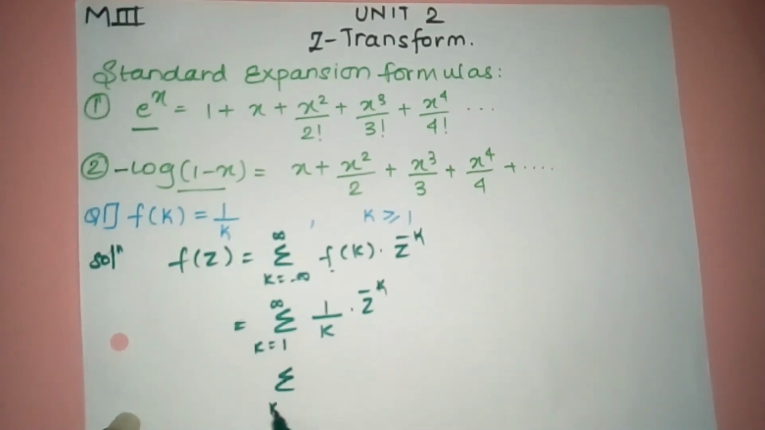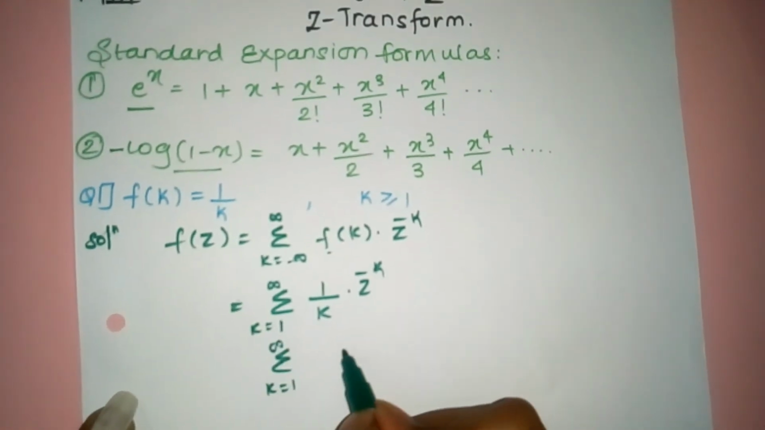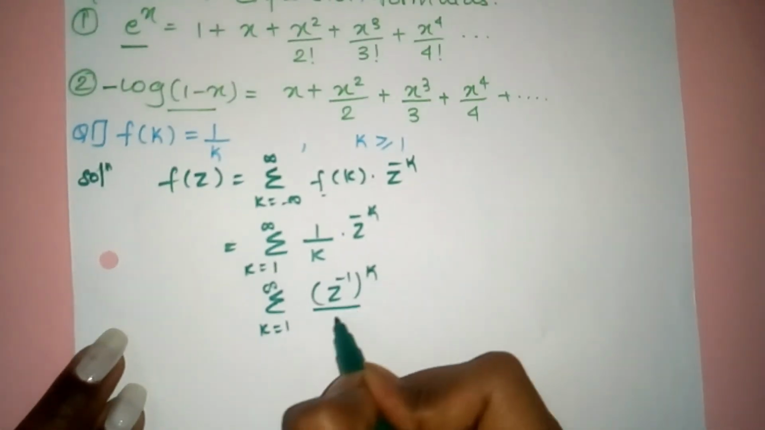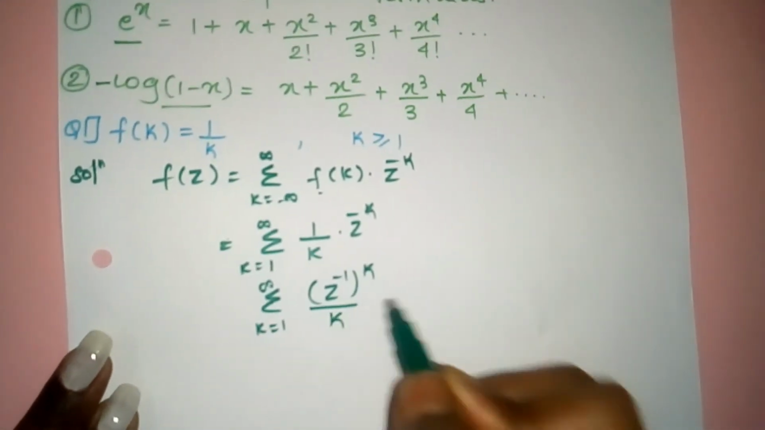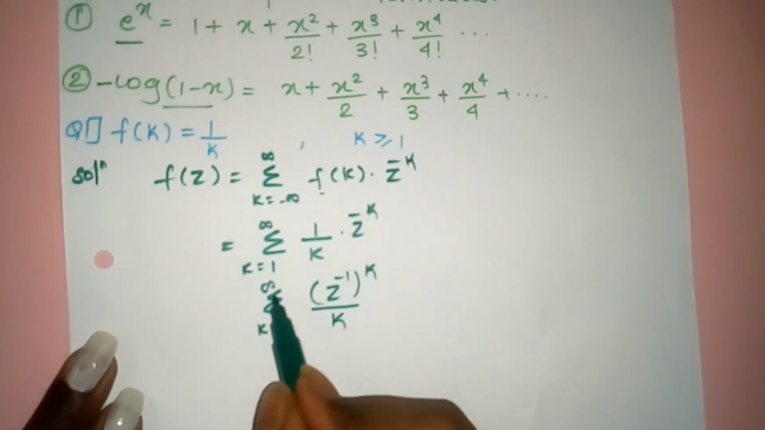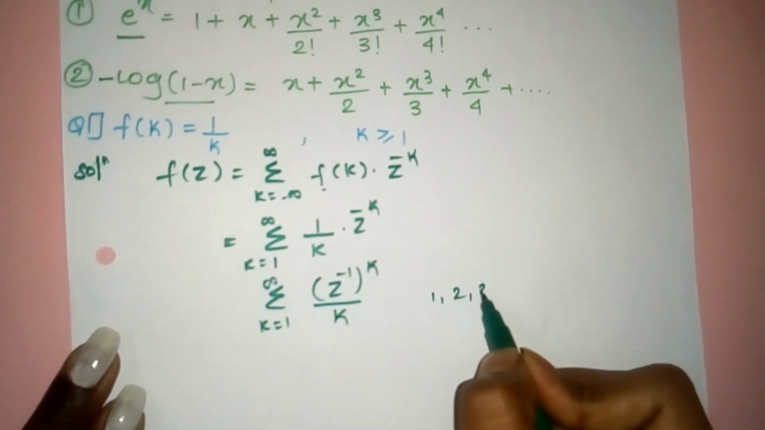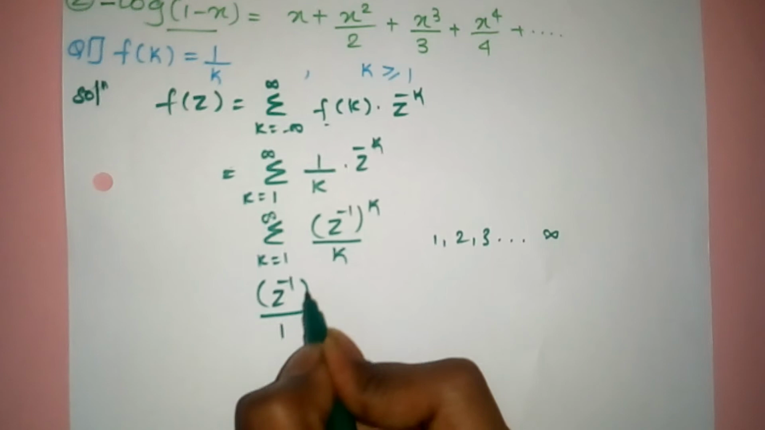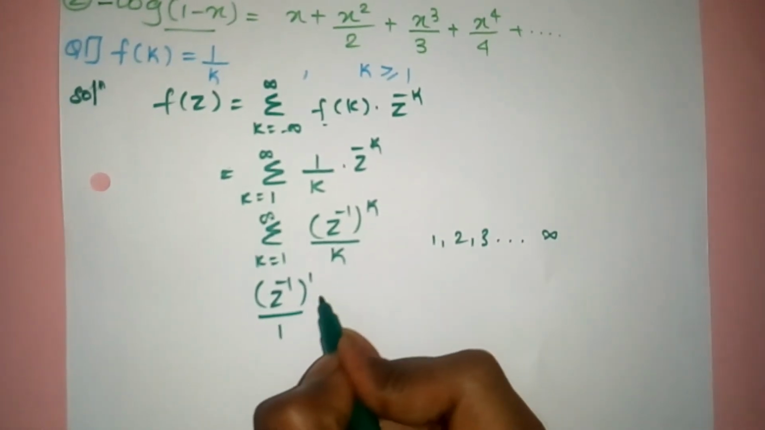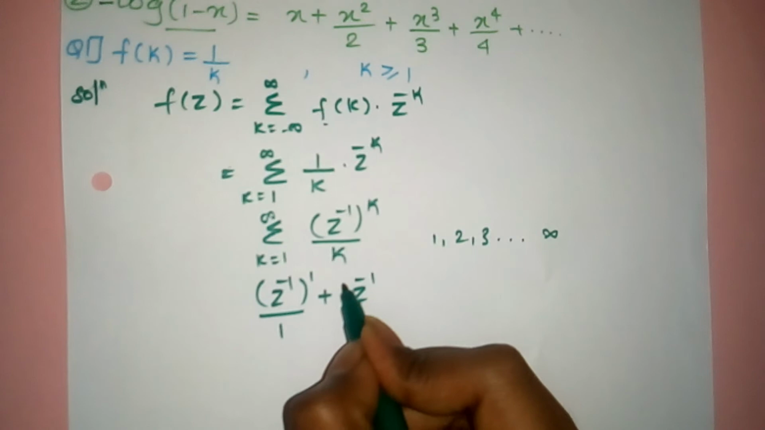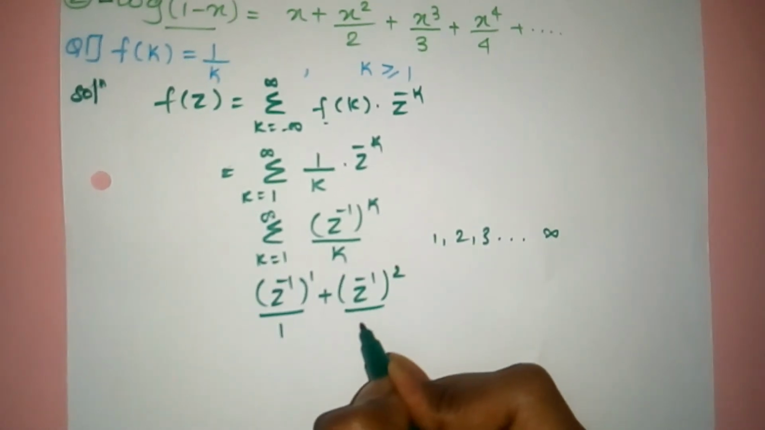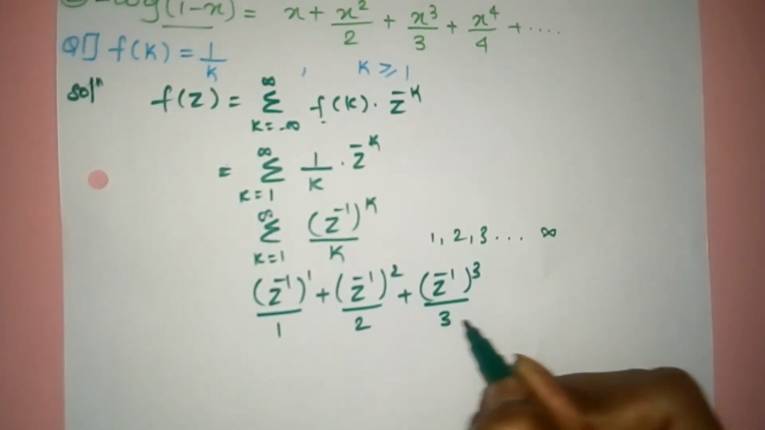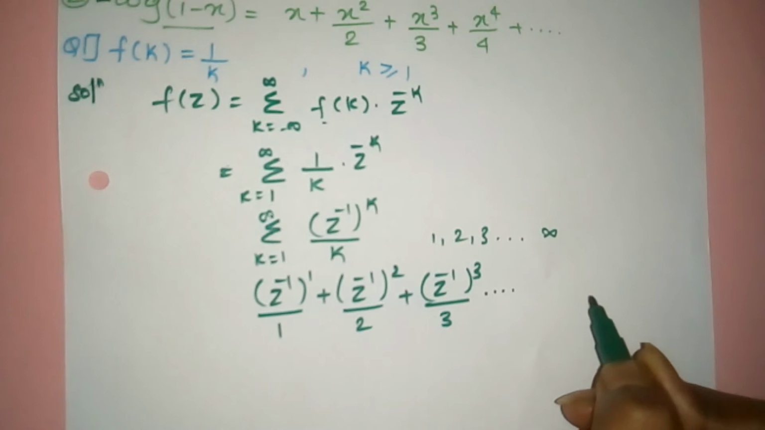Now over here we can take the z inverse outside. So the summation of k is equal to 1 to infinity, z inverse raised to k, upon k. Now this is the standard format. Now we will put the values of k from 1 to infinity, that is, we'll put 1, 2, 3 up to infinity. So z inverse upon 1, plus z inverse raised to 2 upon 2, plus z inverse raised to 3 upon 3, and so on. So this is the format.